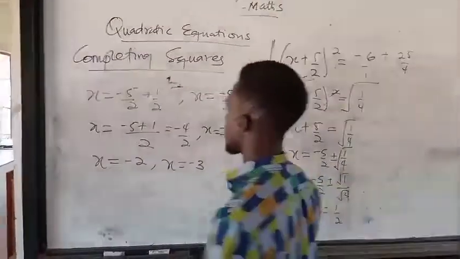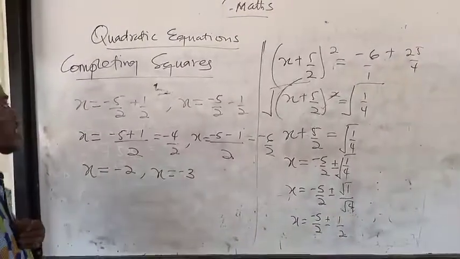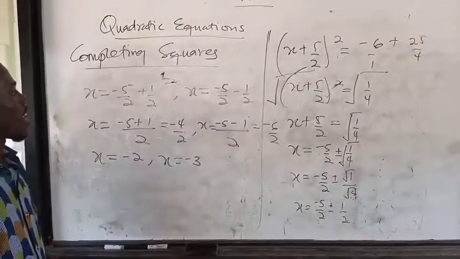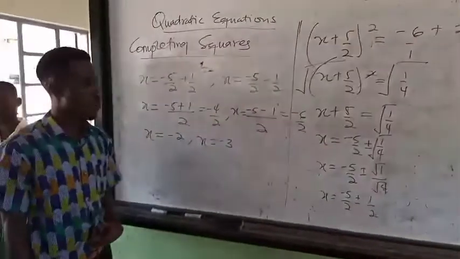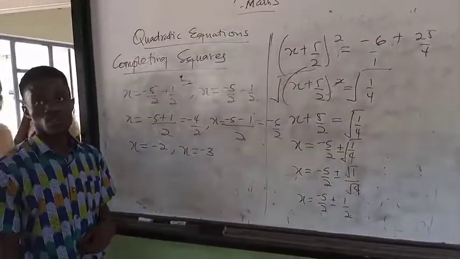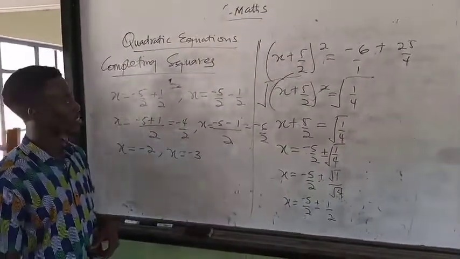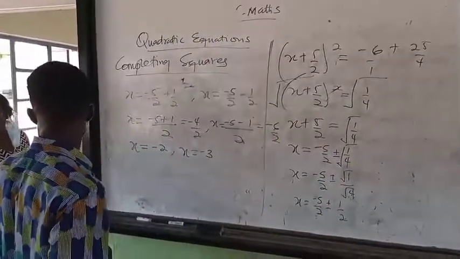So anytime we have to complete a certain square, just find the coefficient of the x term, but make sure that you square it. And after squaring it, make sure you add it to both sides.